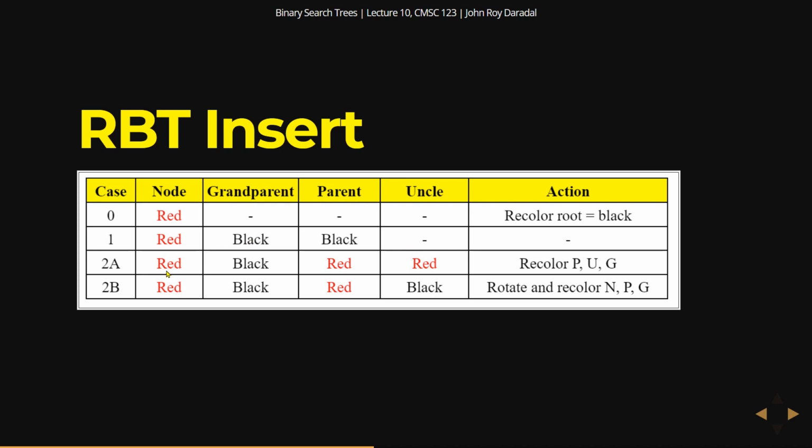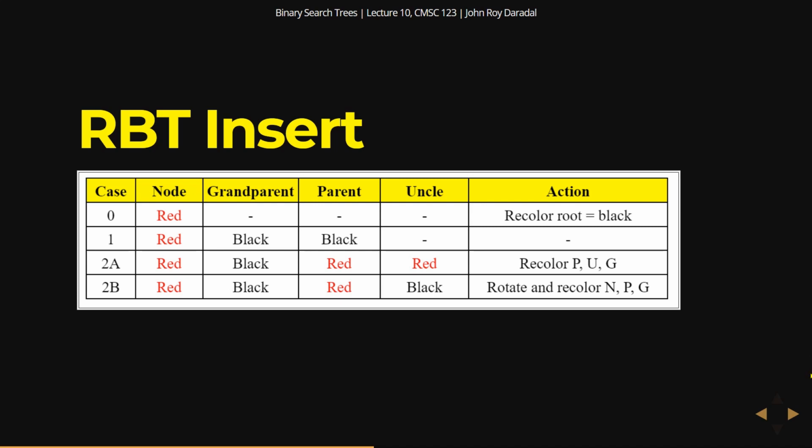But if the red node has a red parent and a red uncle, then you just do the recoloring. So you switch the colors of the parent and the uncle with the grandparent. Okay, and then for 2B, if you have a red node, red parent but black uncle, then you'll do the rotations based on the pattern and then do the recoloring. Okay, so that's the summary for insertion in red black trees.